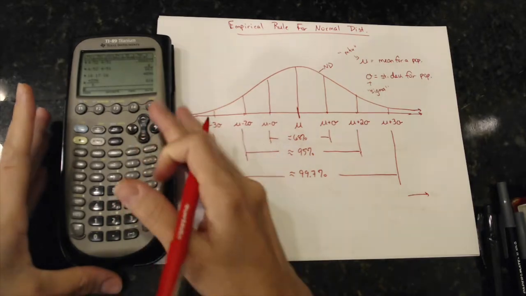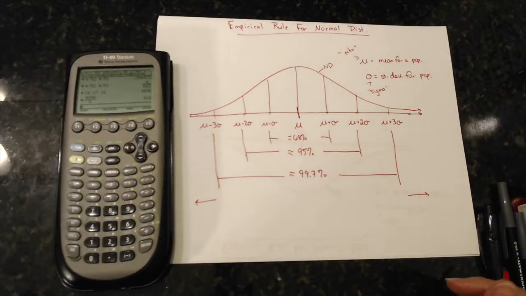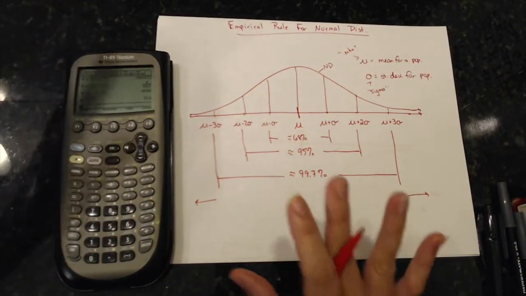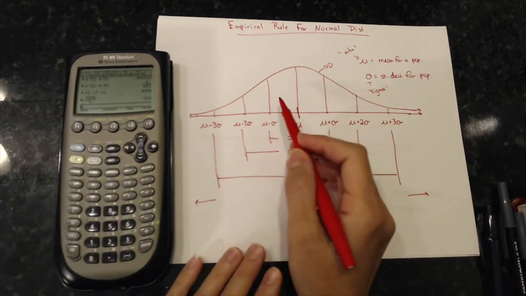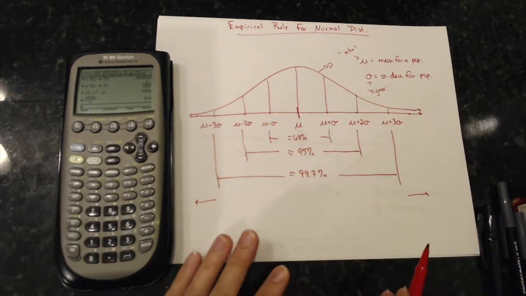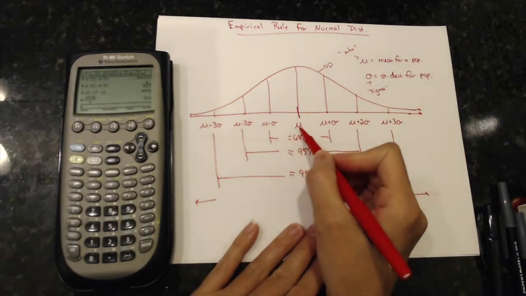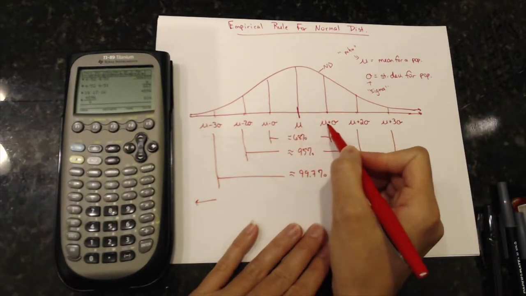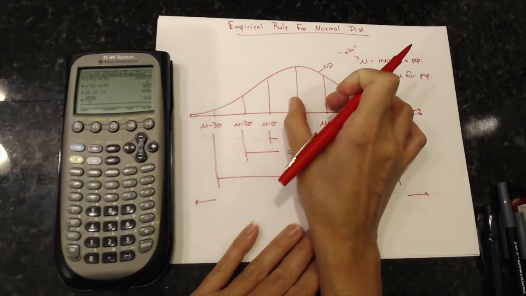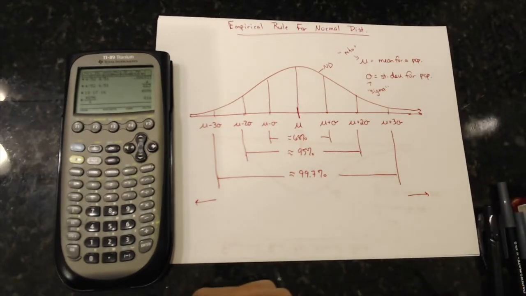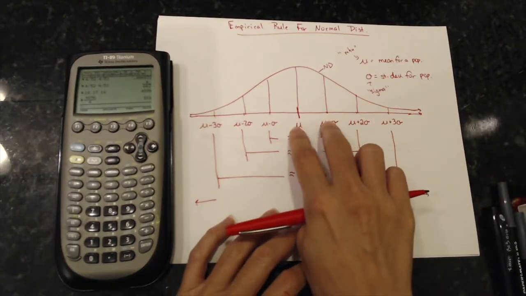Well, I'll just show you this too, just in case. I have a TI-89 here. You don't really need a TI-89 for this. Any calculator will do, but I'm just going to show you. I'm going to calculate the area under the curve, which will represent the percentage. So here, between the mean and one standard deviation above the mean, this little area here, what percentage of data values lie between these two numbers?